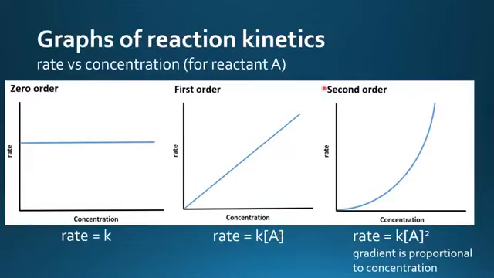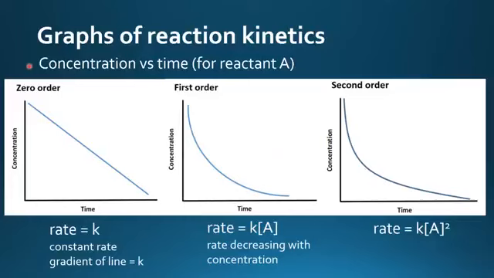Next is a second order reaction. Here the rate is proportional to the square of the concentration of A, and we have this curved line. The rate expression is rate equals k times the concentration of A to the power 2, and the gradient is proportional to the concentration. So next we have graphs for the concentration versus time.